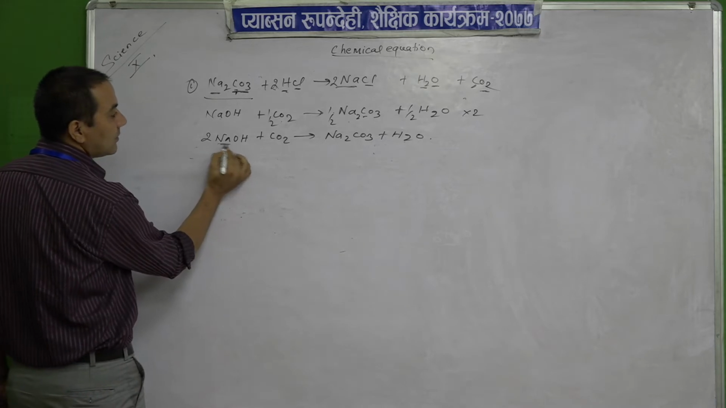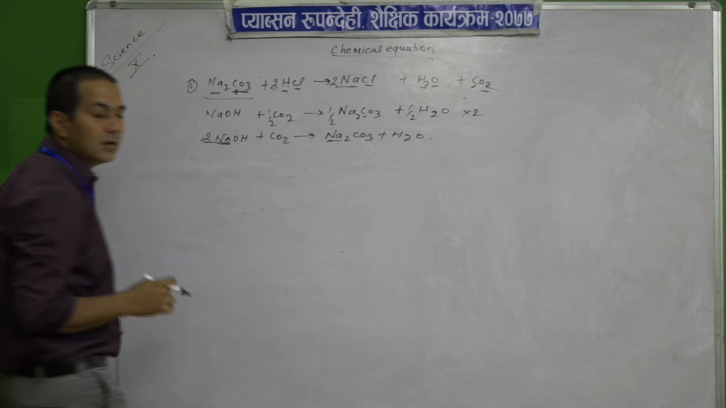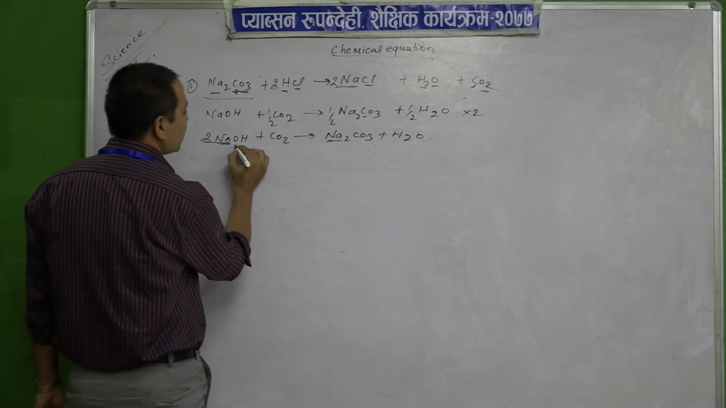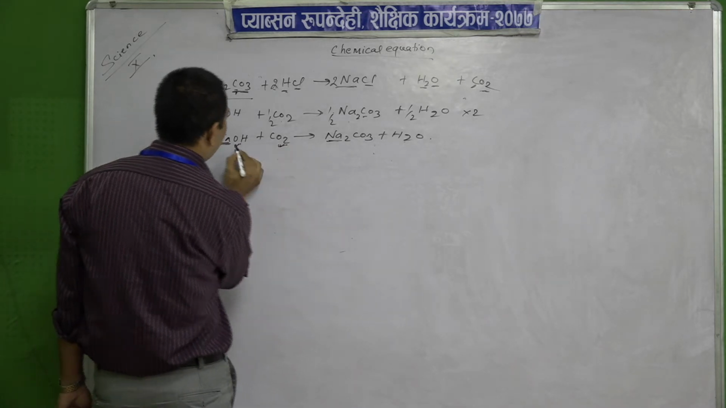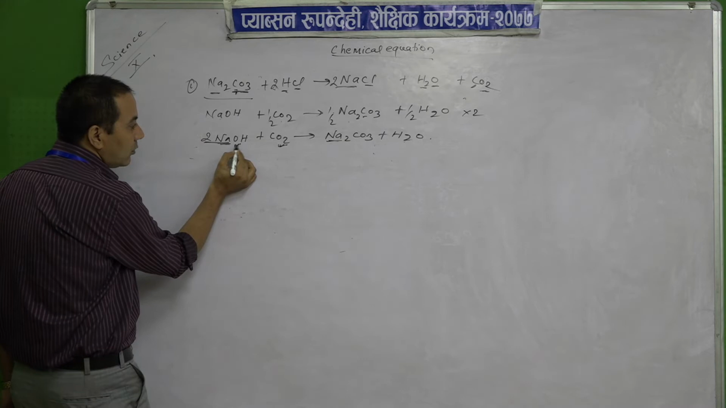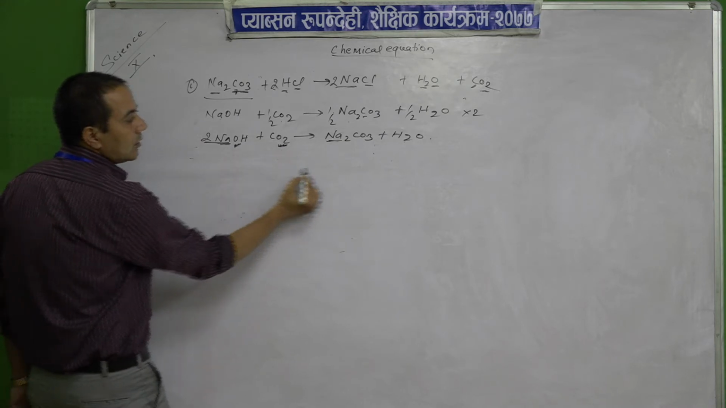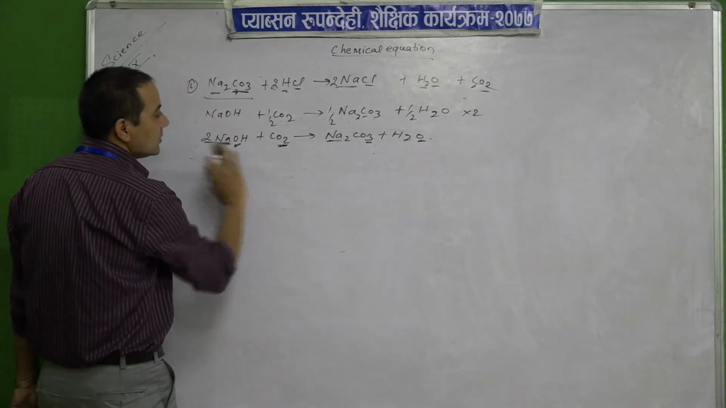Sodium how much? 2. Yes. Here is sodium 2. It is balanced. Yes. Then the oxygen is how much? 3. Not 3. 2 is here. How much? 4. Oxygen is how much? 4. Yes. This is solved.